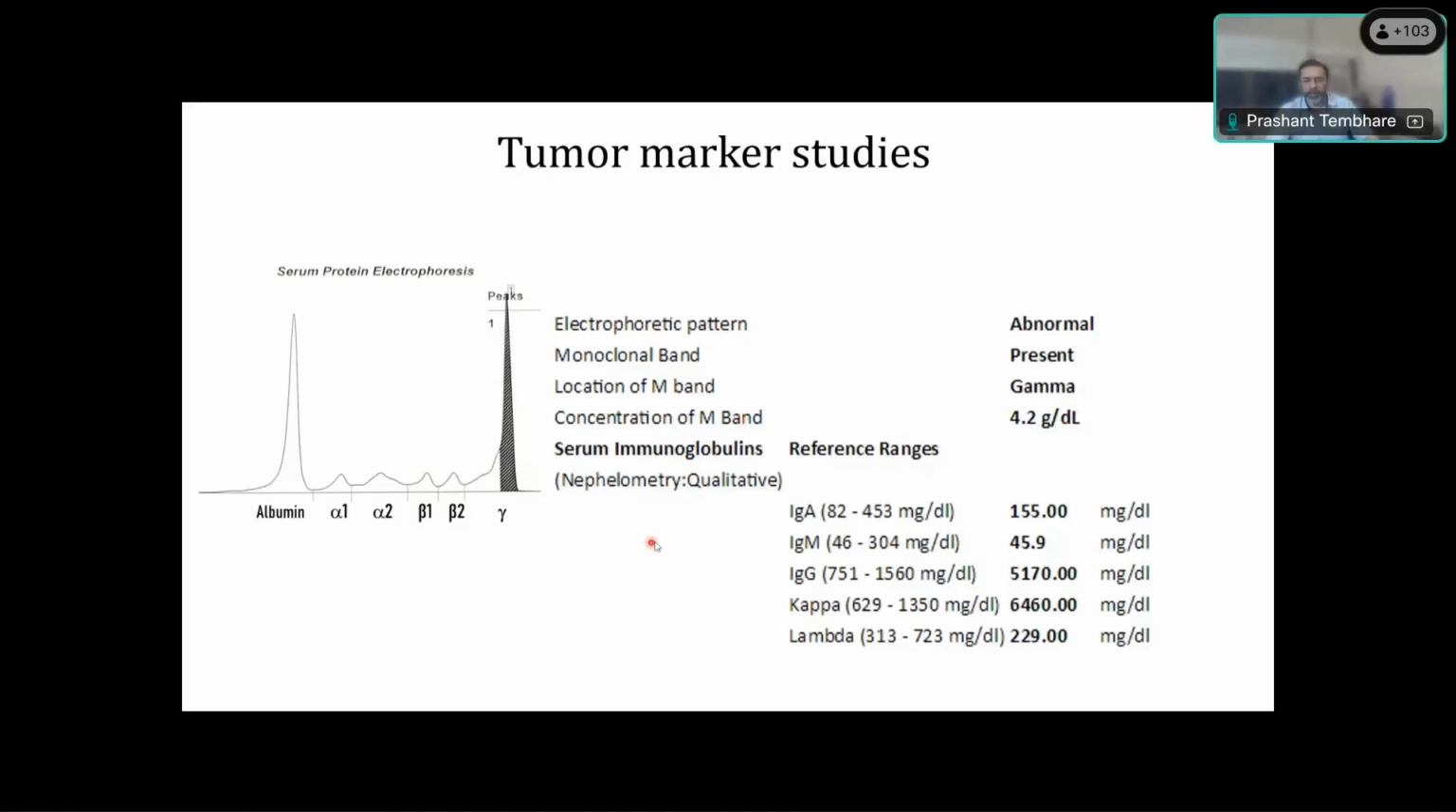Then nephelometric quantification was done for the heavy chains and light chains, and you can see the IgG levels were strikingly high, more than 5,000. With kappa and lambda, you can see the kappa light chain was high. So it looks like IgG kappa was significantly increased.